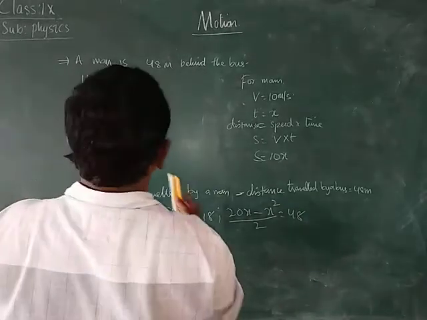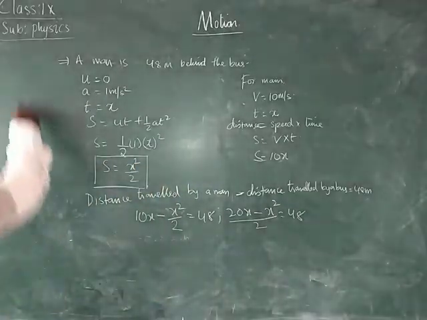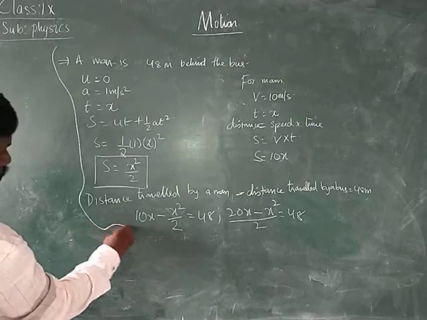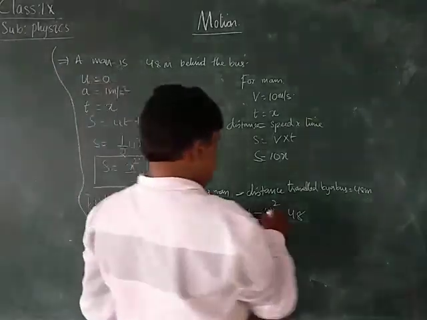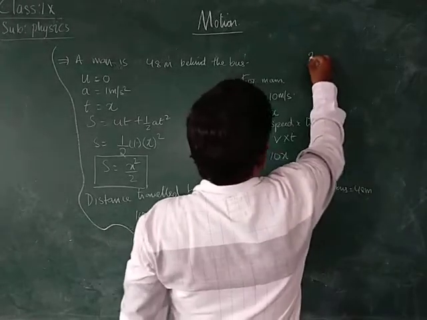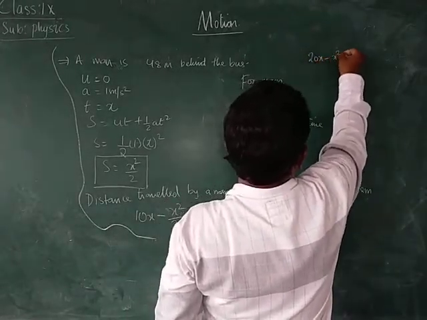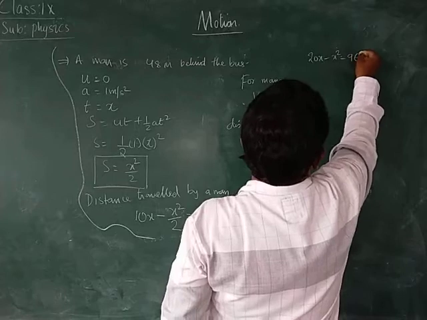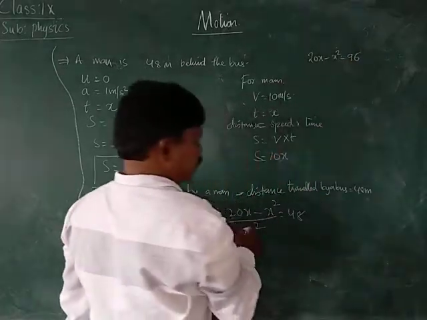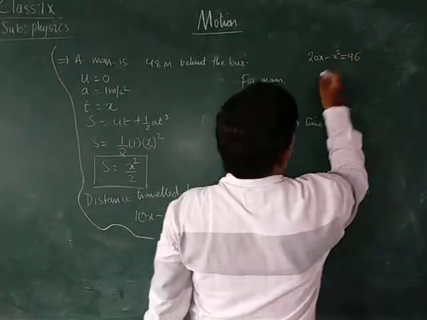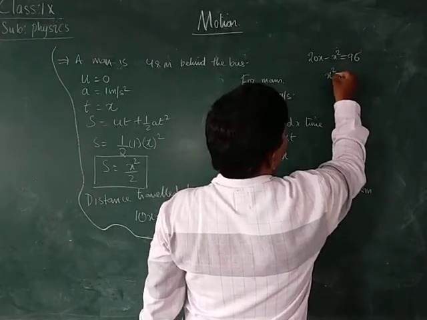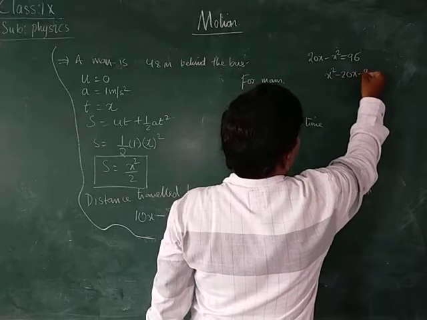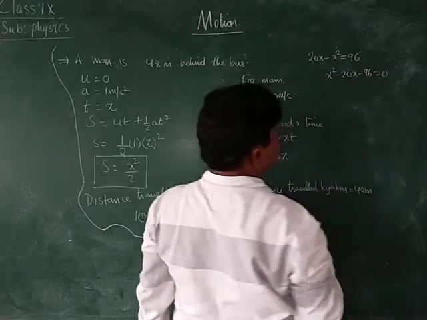Okay, now. 20x minus x square by 2. That is, 20x minus x square is equal to 96, since 48 twos are 96. Therefore, transposing to the other side, x square minus 20x plus 96 is equal to 0.